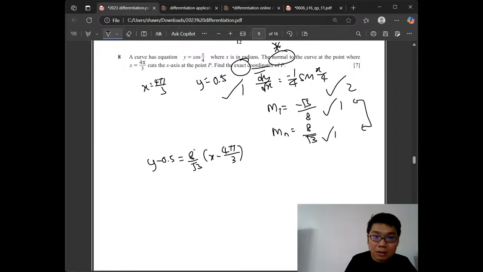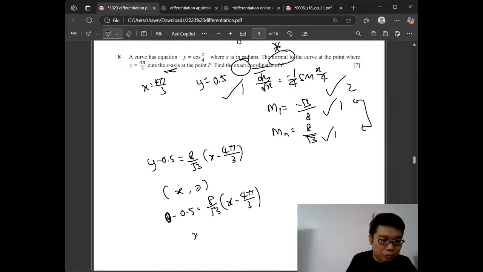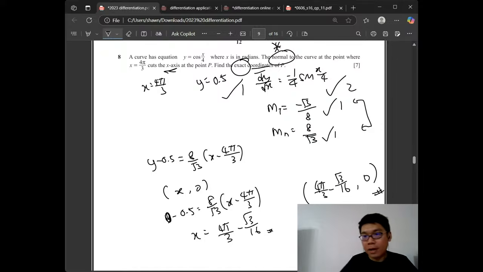Then at last, they say cut x-axis. X-axis means y equals to 0. So you just subs this in. So you subs in y equals to 0. And then at last you get your x is 4 pi over 3 minus square root 3 over 16. So your final answer is this. Okay, 7 marks like this. Any question?